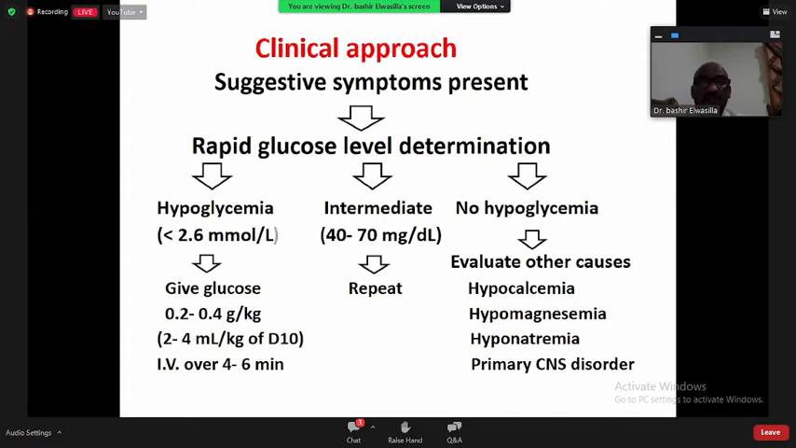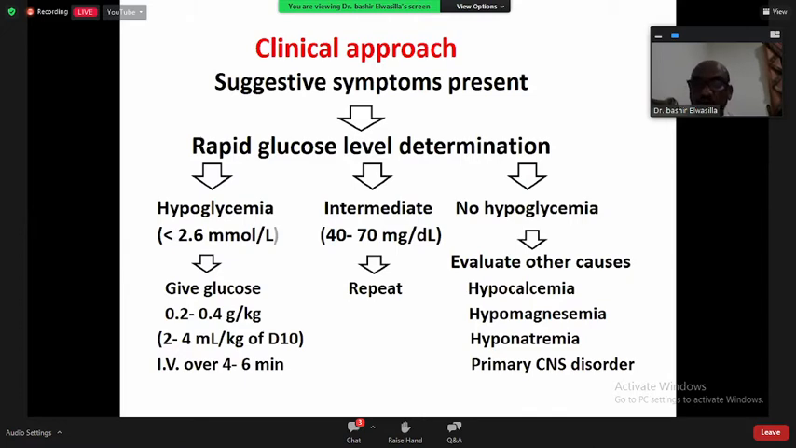So in the clinical approach, if there are suggestive symptoms of hypoglycemia, as we talked just a few minutes ago, you have to do a rapid blood glucose determination. If you find hypoglycemia, like less than 2.6 millimole per liter, you give glucose at the moment, and then you proceed. For intermediate levels, like 40 to 70 milligram per deciliter, you have to repeat the sample to make sure whether there is hypoglycemia or not.